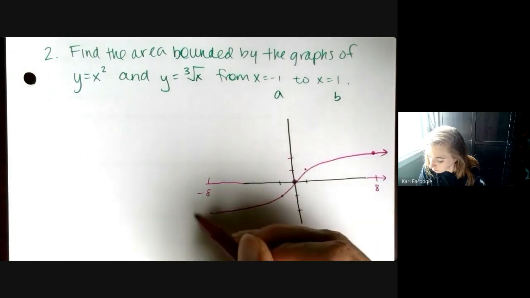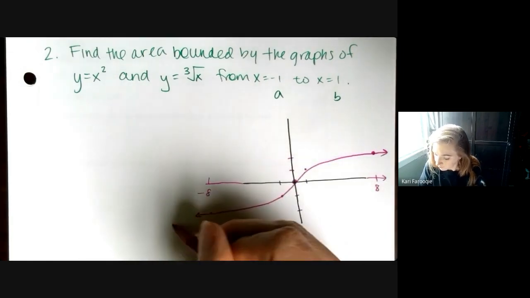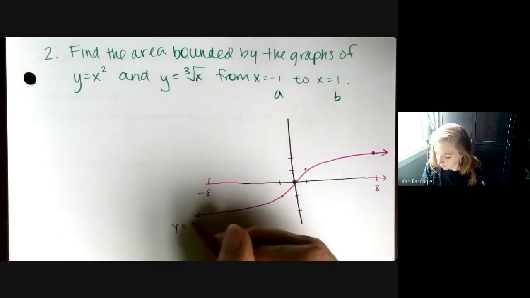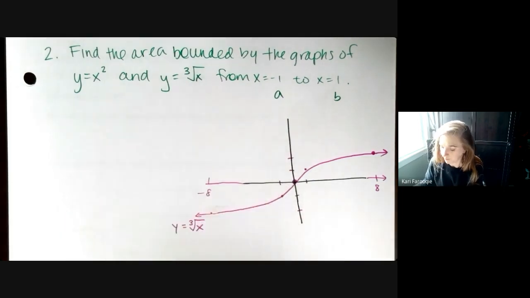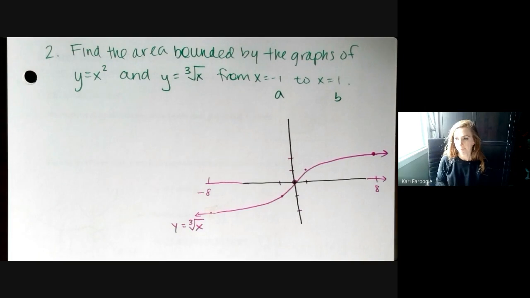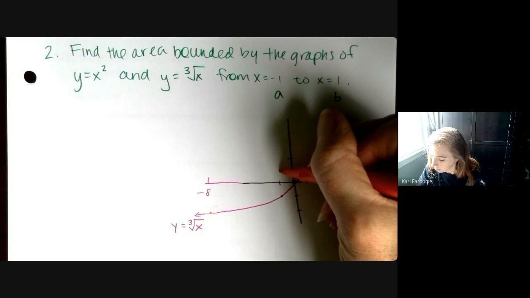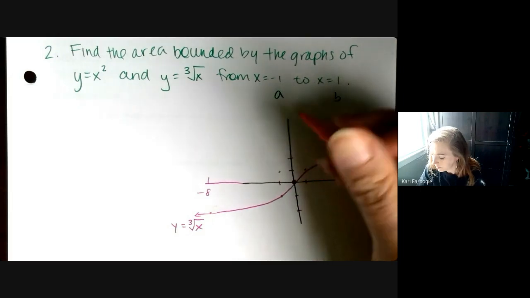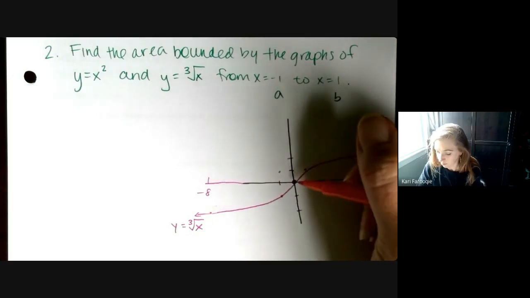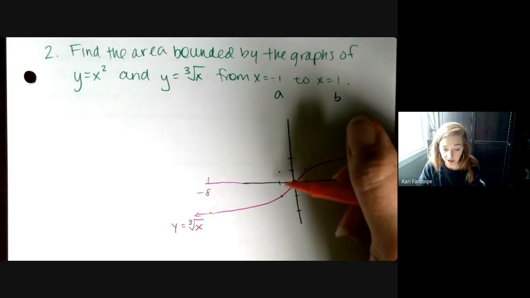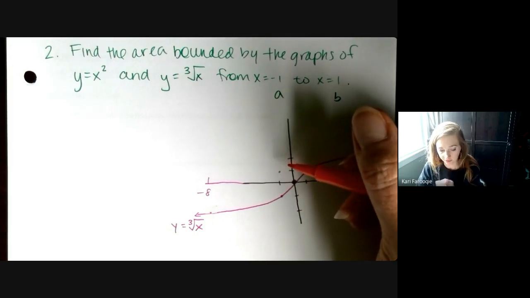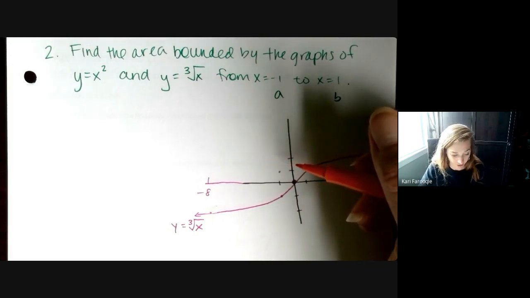All right, so this is your cube root function. Now the other one is your x squared function. This is your standard parabola. It also goes through the point (1, 1). And it also goes through x equals -1. It happens at y equals +1.